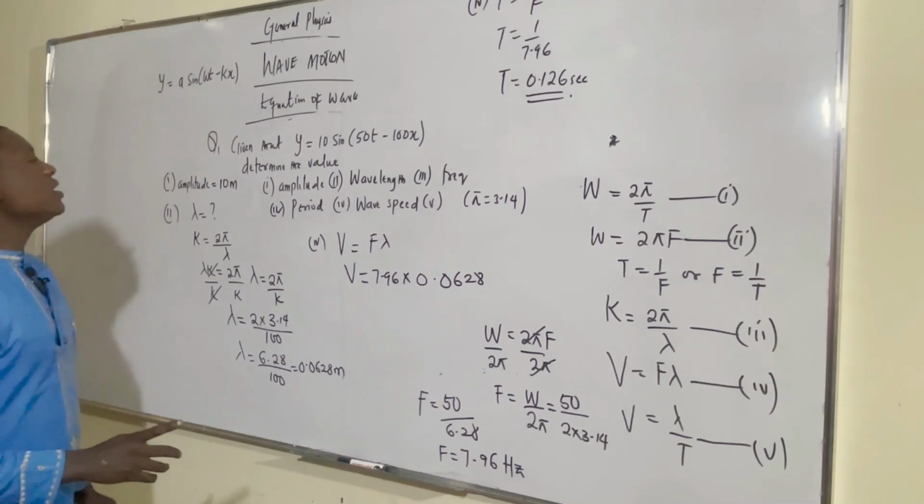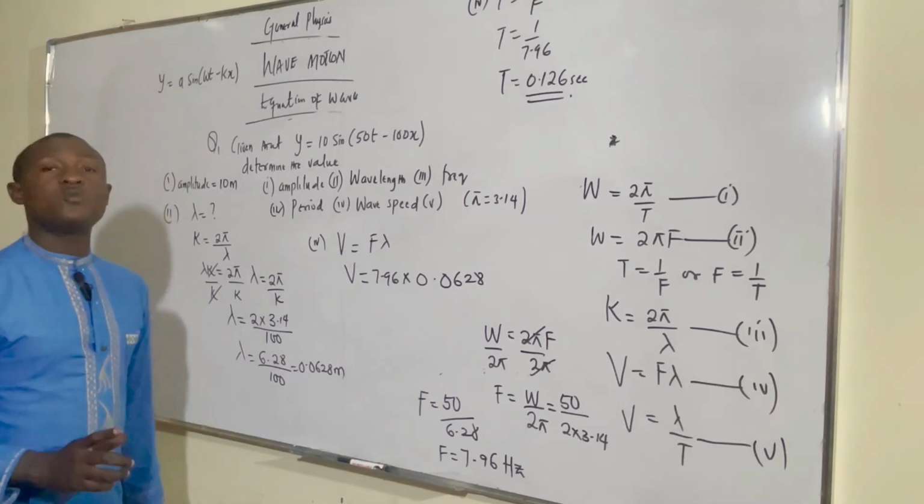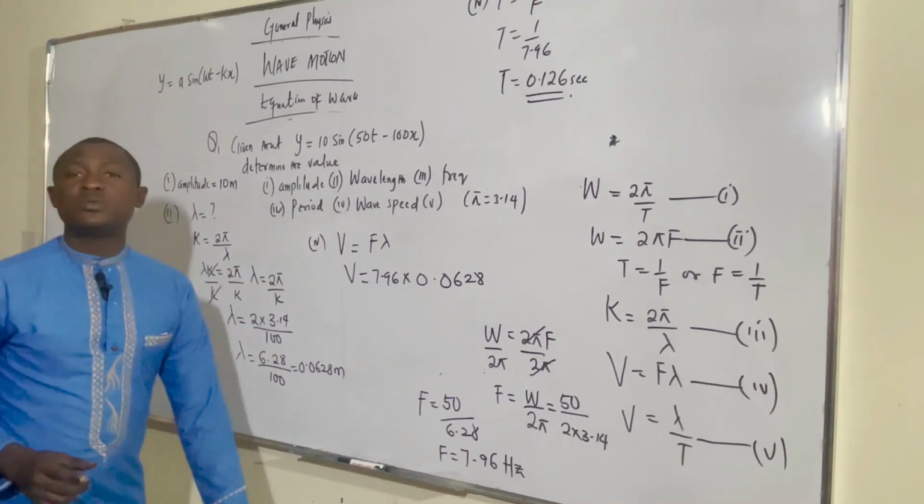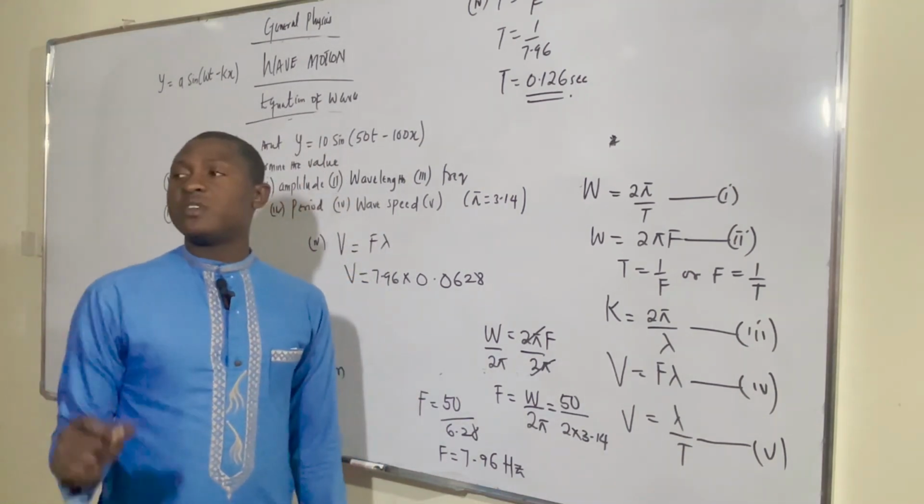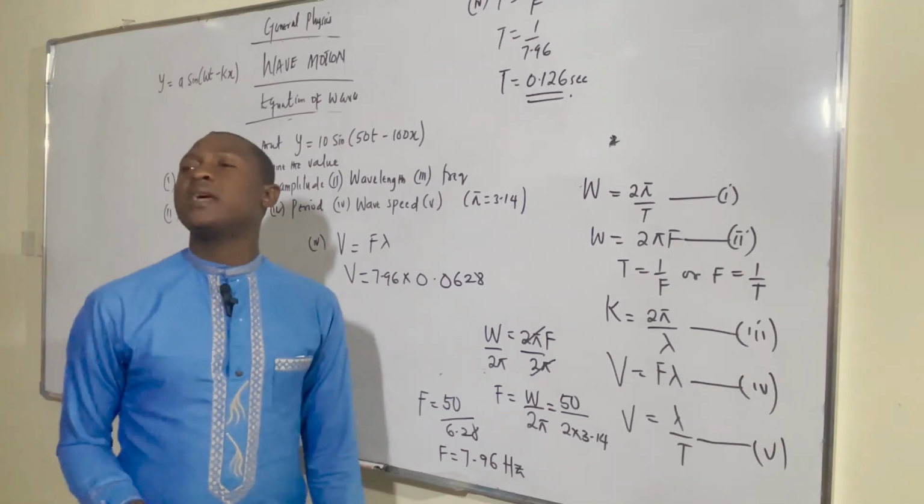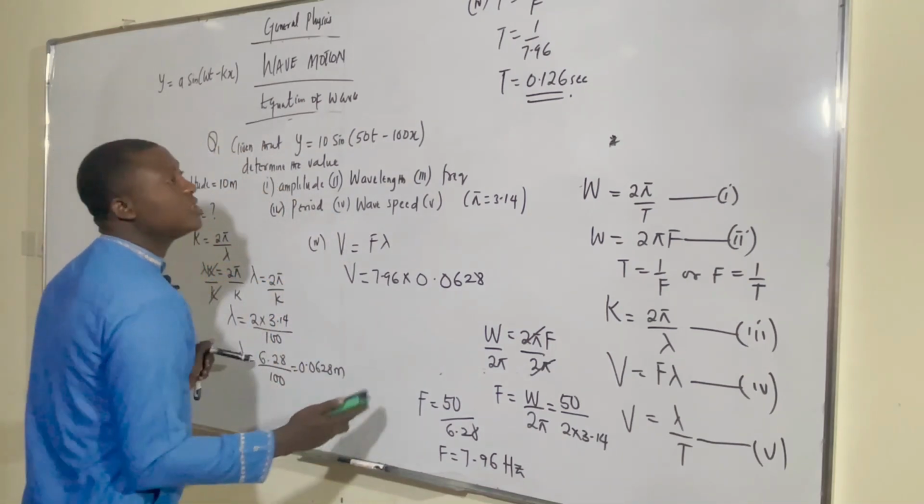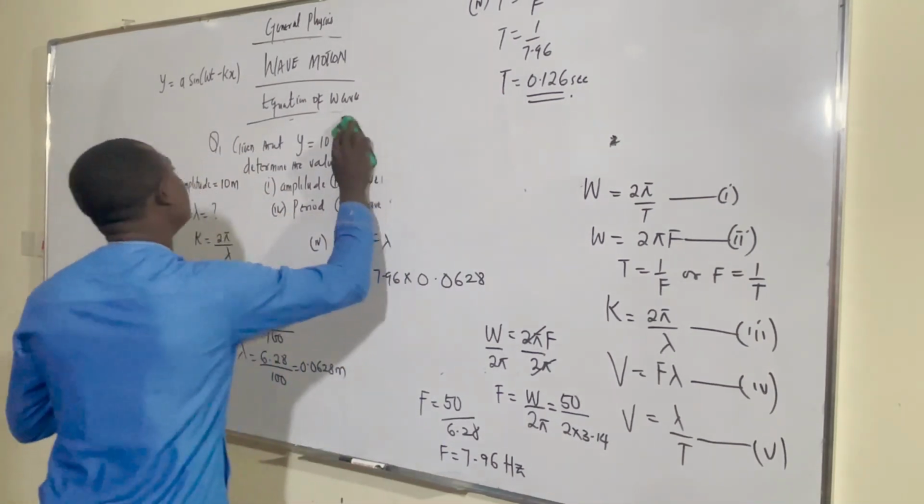In some situations, the equation of a progressive wave might contain a pi. Note one thing: if you are solving a problem and it contains a pi, it means we are solving the problem in terms of pi. That is, the pi will cancel each other later. Let's see one question from there.